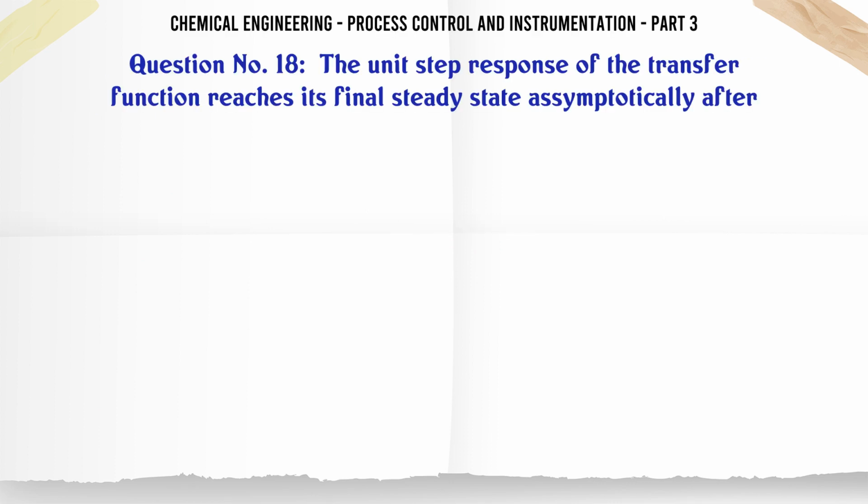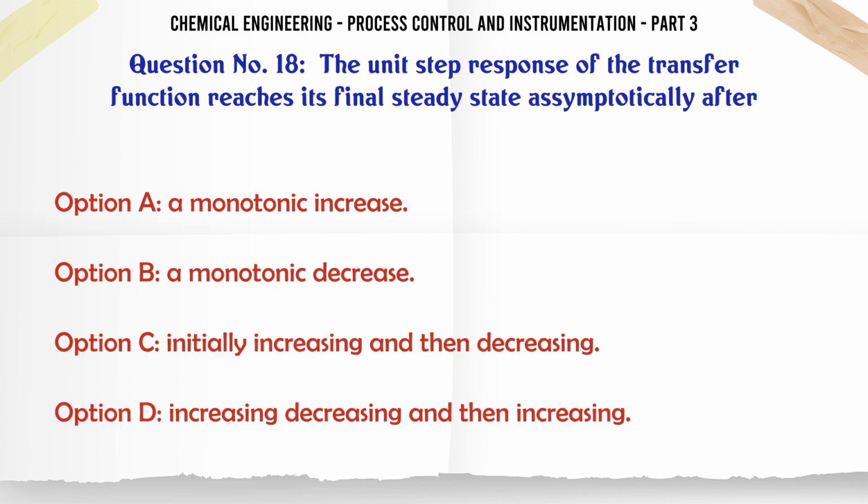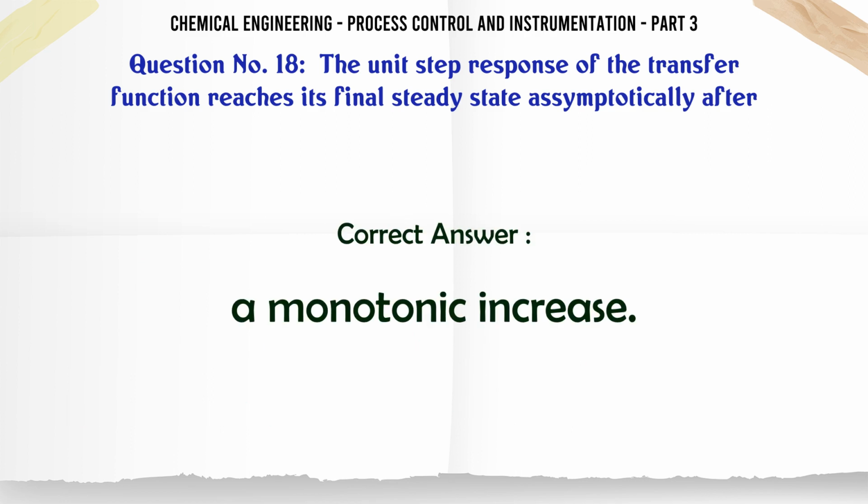The unit step response of the transfer function reaches its final steady state asymptotically after: A. monotonic increase, B. monotonic decrease, C. initially increasing and then decreasing, D. increasing, decreasing and then increasing. The correct answer is a monotonic increase.